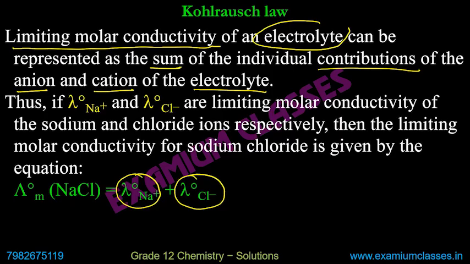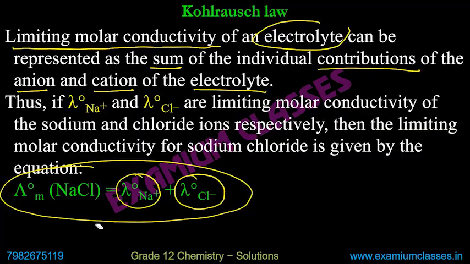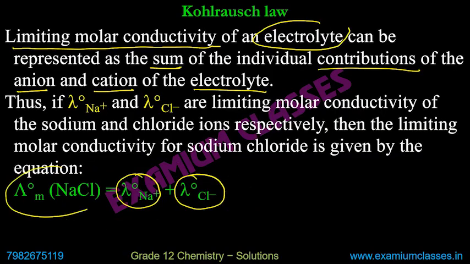So simply this equation tells you what is Kohlrausch law. The limiting molar conductivity of an electrolyte can be obtained by sum of their individual contributions, means individual limiting molar conductivities of sodium ion and chloride ion.